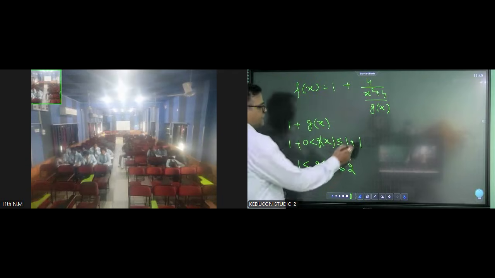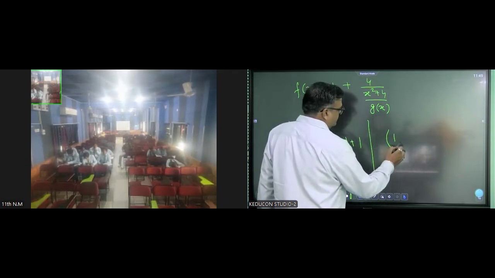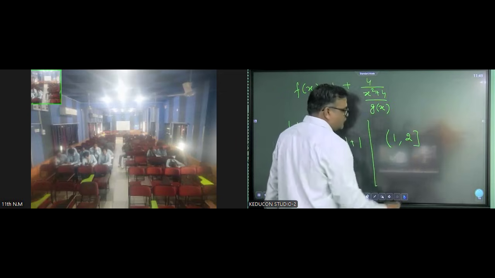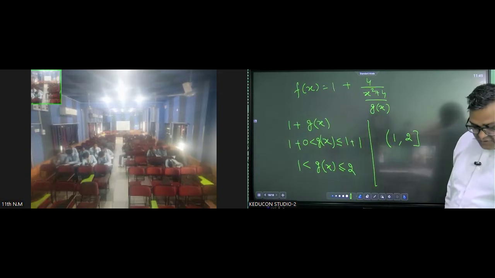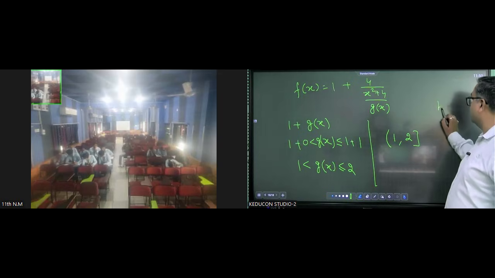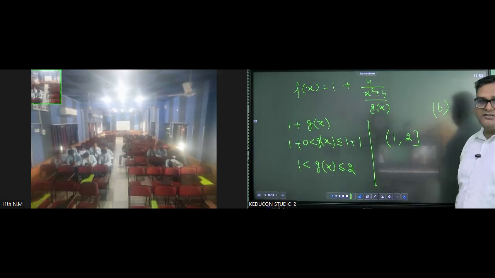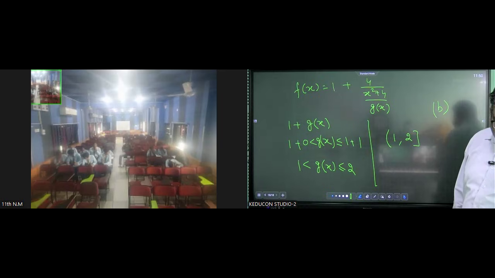So what will be the range of the function? 1 to 2. 1 not included but 2 included. So option B will be the right answer. Understood, children, or not?